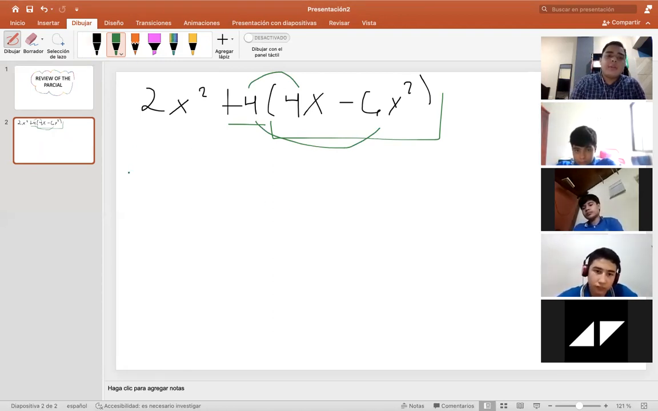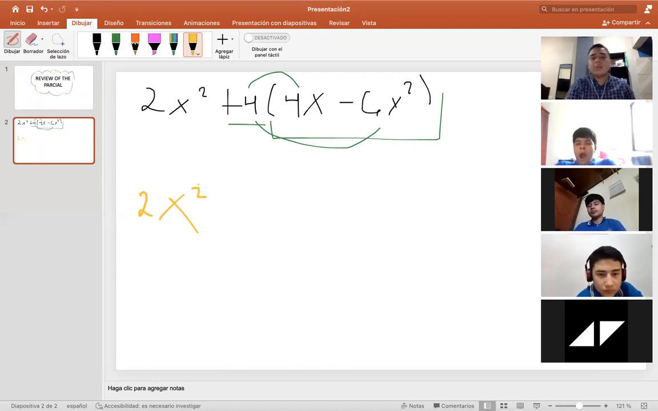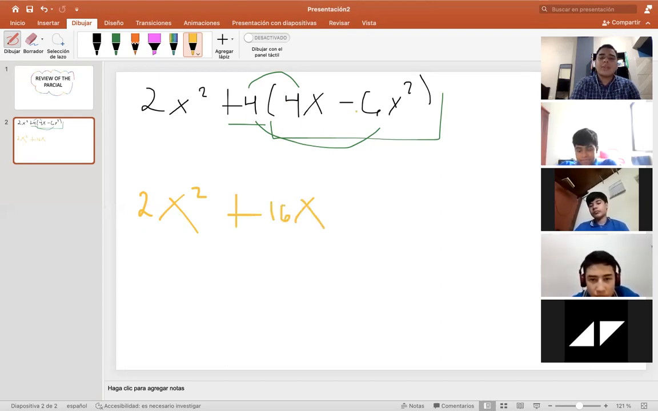So, first of all, we need to write 2x squared because it's not being multiplied by anything, so we just write it. Plus 4 times 4x. How much is 4 times 4x? 16x. Thank you. 4 times negative 6x squared, how much is that, guys? Negative 24x squared.